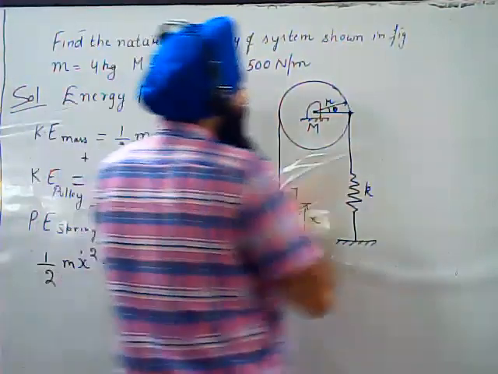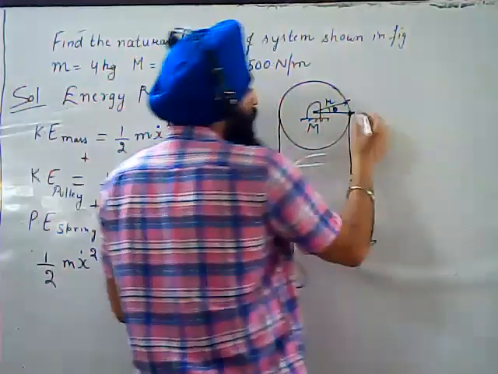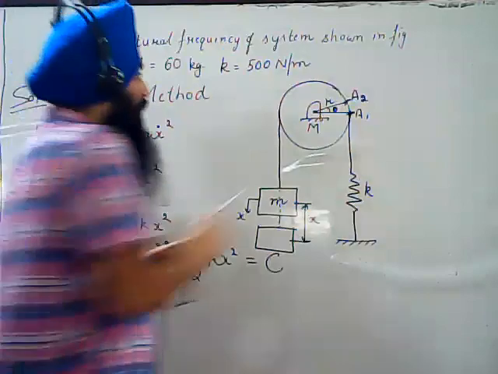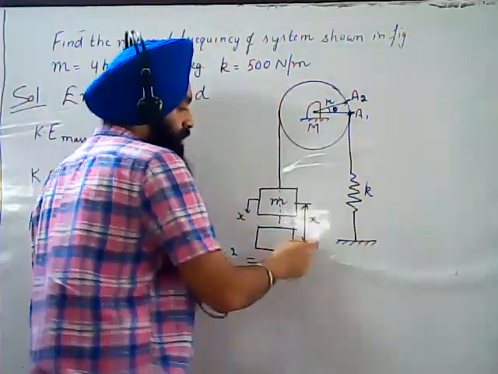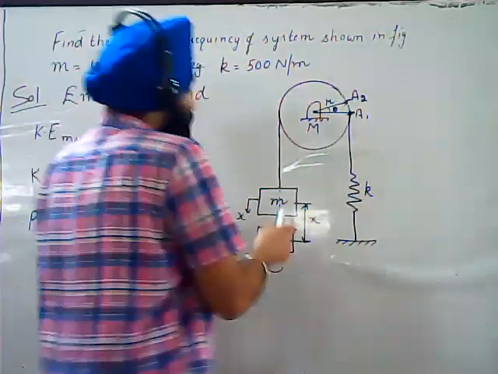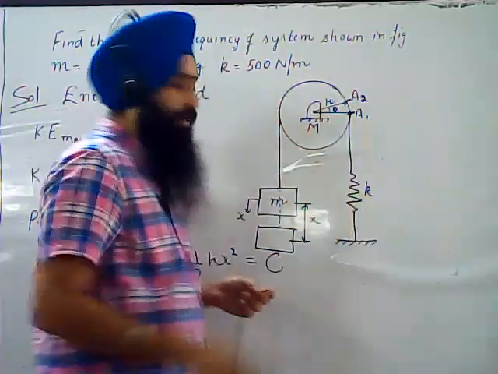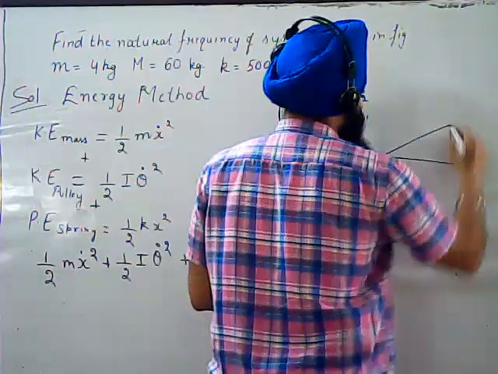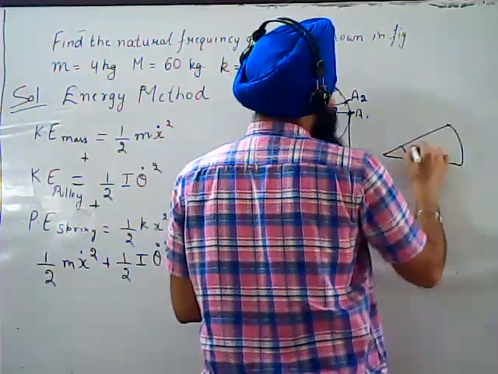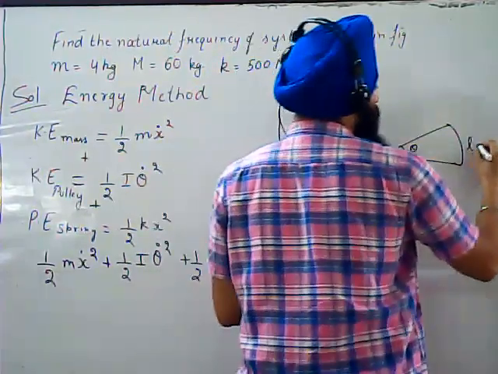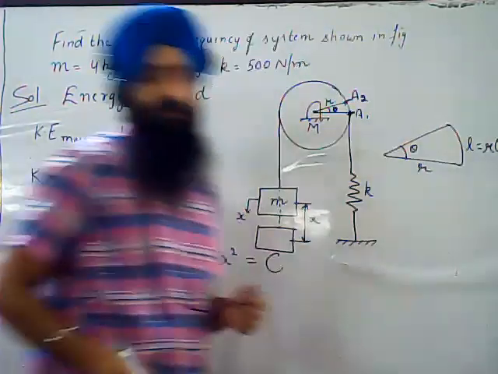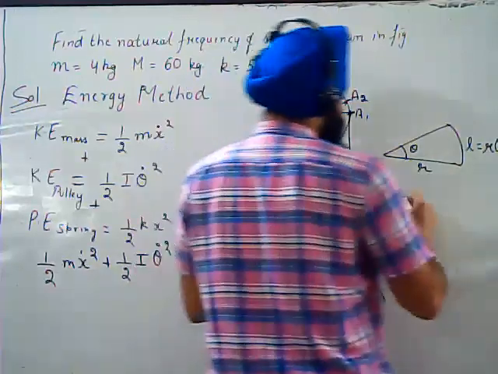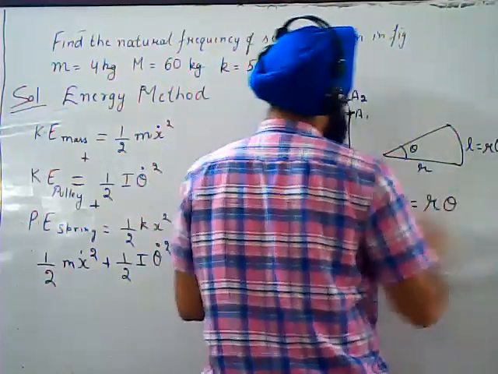We know that this will be the arc of contact. The pulley will move from A1 to A2, or it will subtend an angle theta when there is displacement x. So x will be equal to the length of this arc, and we know that if this is the radius and this is the angle, the length of arc will be equal to r into theta. So the value of x will be r into theta.